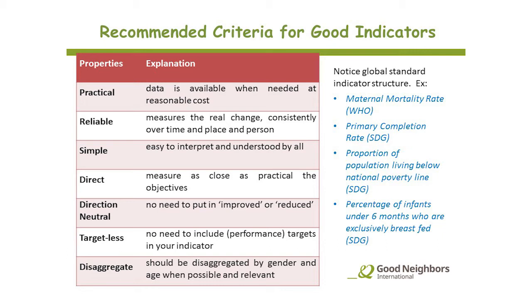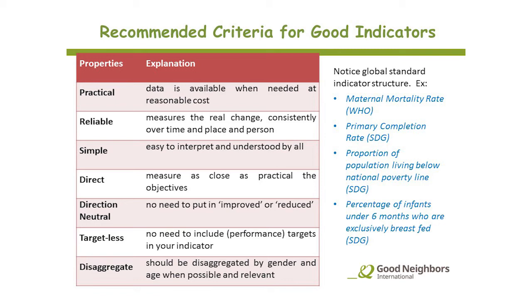And they should be direction neutral. So there's no need to say improved or reduced or strengthened within the indicator itself. Your data will tell you that. They are targetless. So there's no need to include the performance target in your indicator. And they should be disaggregated by gender or age or whatever else is relevant for your project when possible.